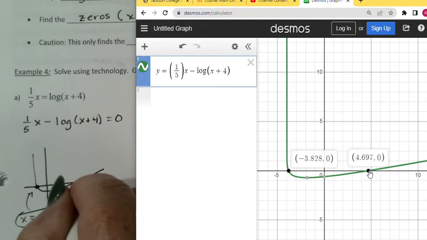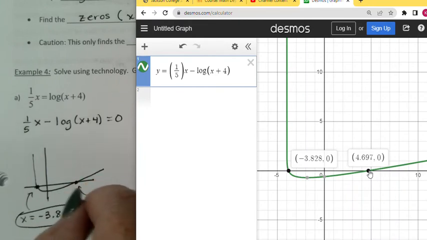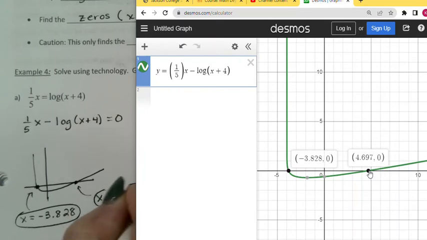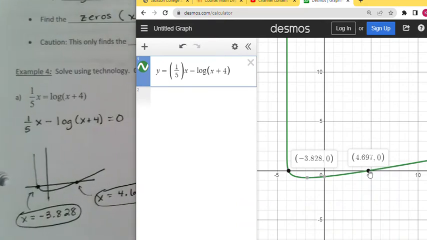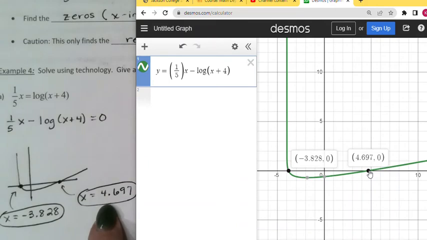And the second 0 was at x equals 4.697. Remember, you're only solving your equation for x, so it's the x values we want as our solutions, not the points, just the x values.